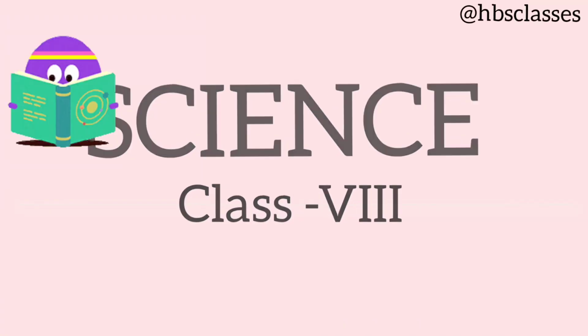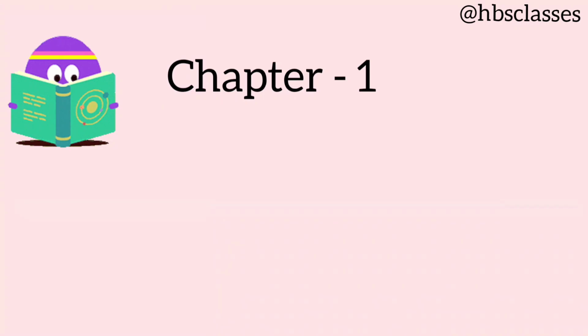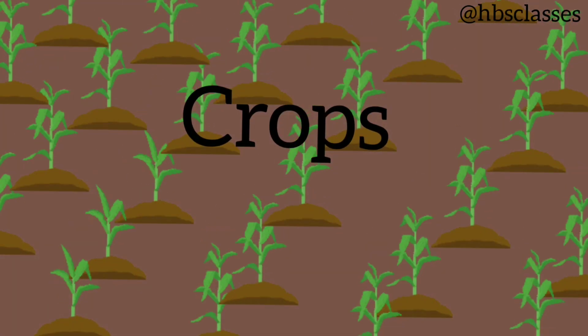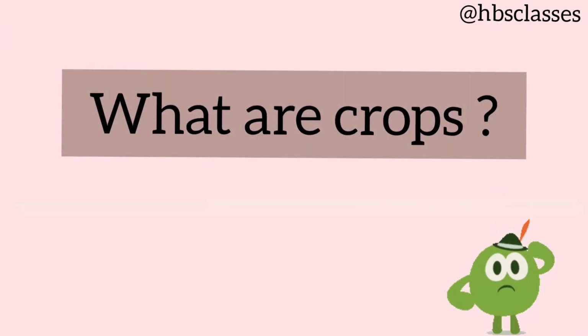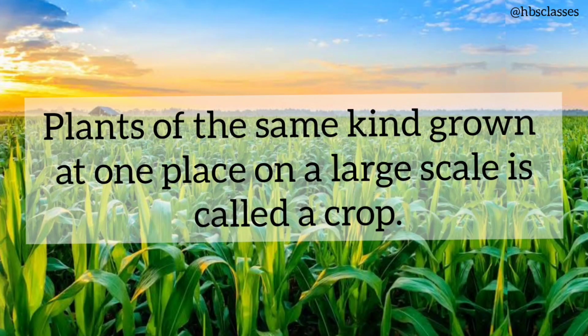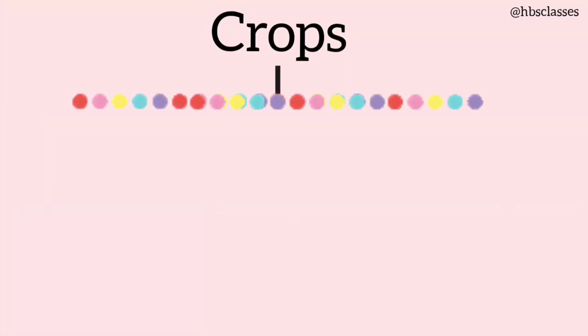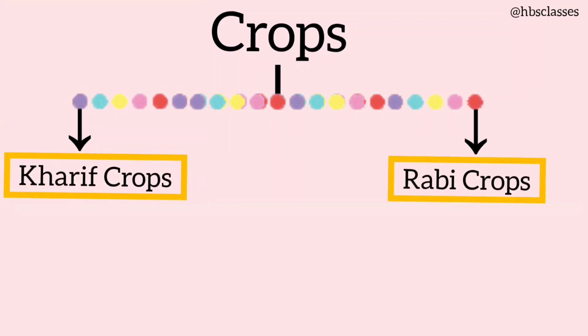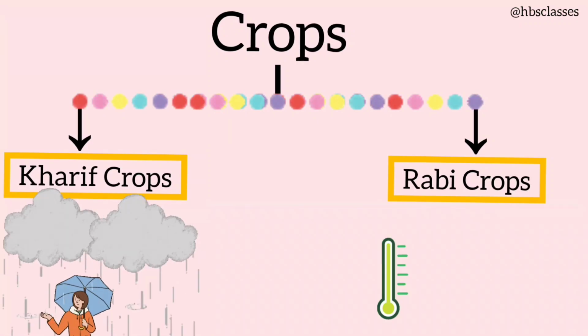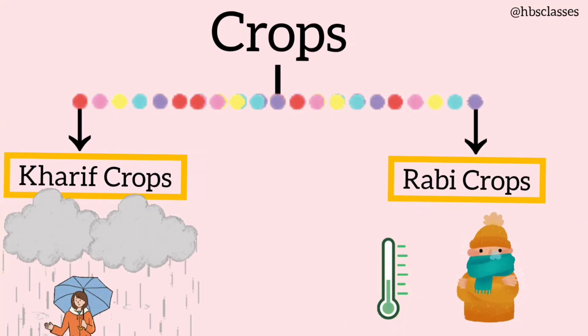Today we will continue chapter 1 of your science book, that is crop production and management. Students, in our previous class we discussed crops and types of crops. So what are crops? Plants of the same kind grown at one place on a large scale is called a crop. Crops are mainly of two types, kharif crops and rabi crops. Kharif crops are grown in rainy season and rabi crops are grown in winter season.